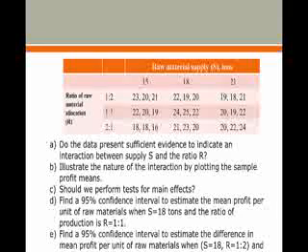This is how the situation looks. B is the raw material supply, and here are the ratios of allocation. There are a few questions that need to be answered. Do the data provide sufficient evidence to indicate an interaction between the groups?